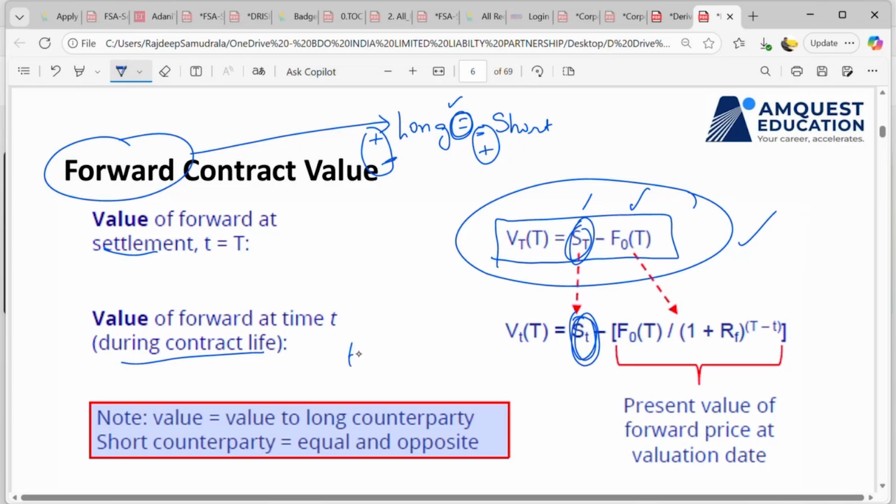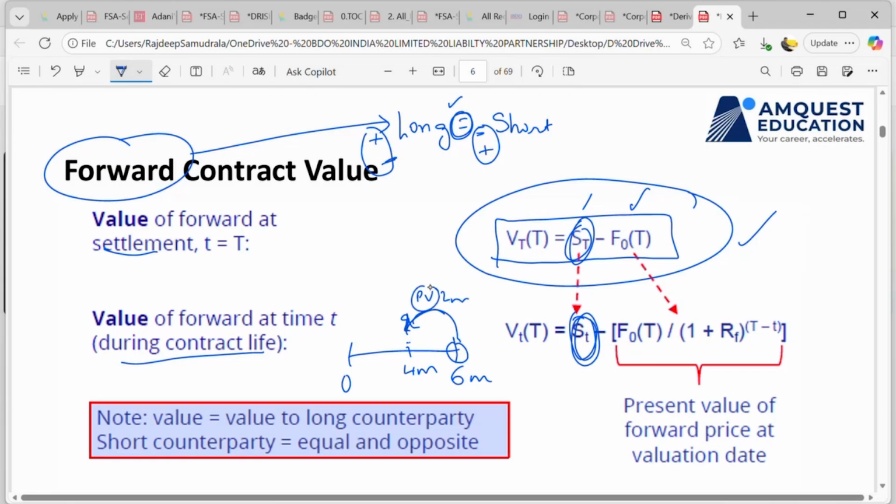So let's say it's a 6-month contract, and after 4 months, I want to know the value. So I'm saying, what's the value after 4 months? So you'll say, fine. You know the value after 6 months. You know the forward price. Discount it to today's value. Find the PV by discounting 2 months.